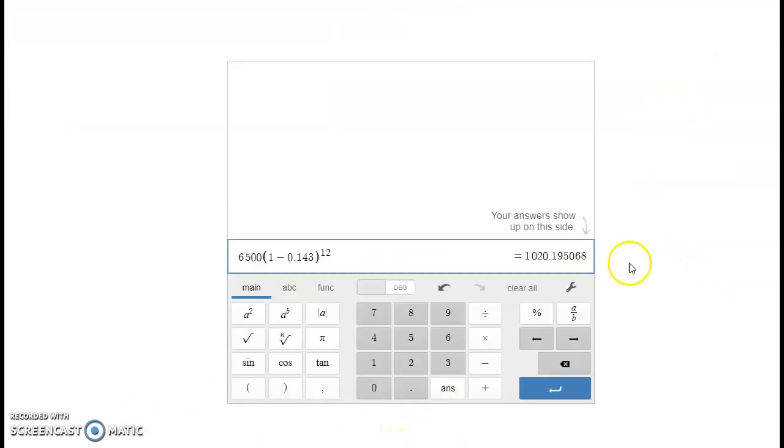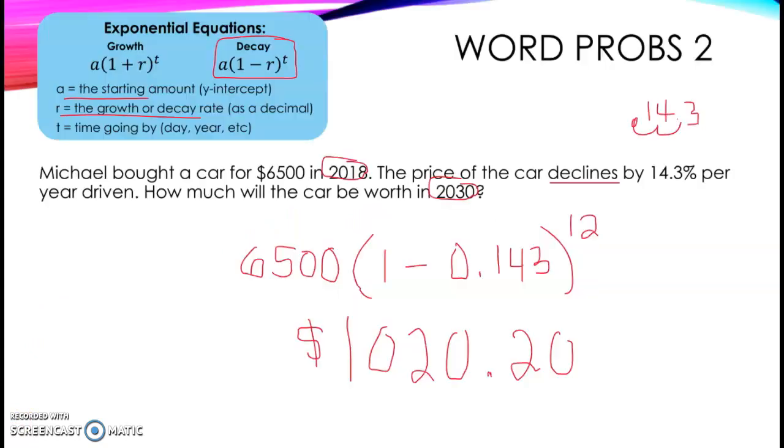So here we have $1,020.195068. Looking at the third decimal place over, this 5 is going to make it round up to 20 cents from 19 cents. And be sure to ask yourself, does this make sense in the end? If you start out with a $6,000 car, after 12 whole years, it does make sense that it wouldn't be worth nearly as much as it was originally. And there we have it for our exponential word problem practice.